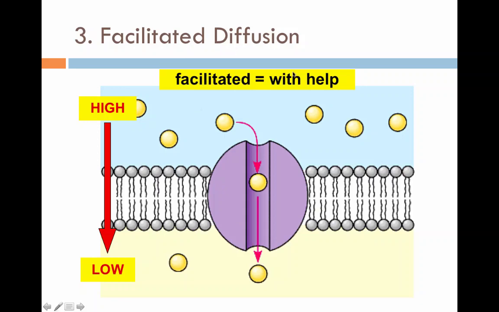Normal diffusion is when molecules can go straight through the plasma membrane, straight through the phospholipids. But big molecules need help, and to facilitate means to help. So what helps them move through the plasma membrane are these proteins. So big molecules moving through proteins from a high concentration to a low concentration is called facilitated diffusion.